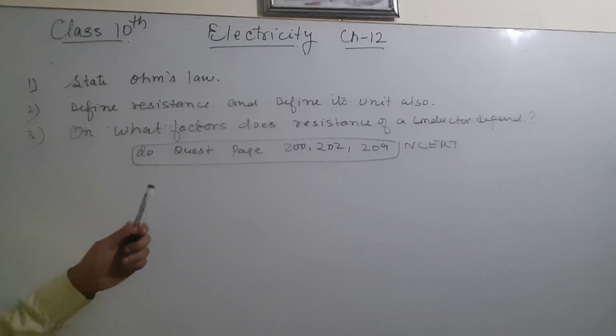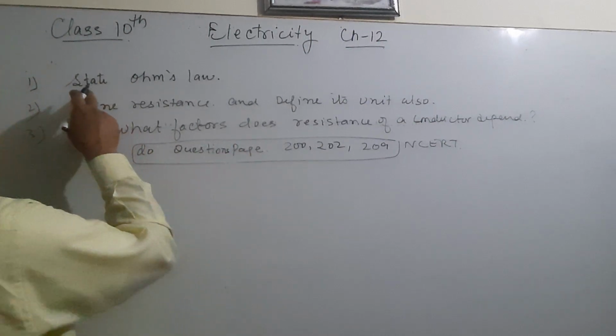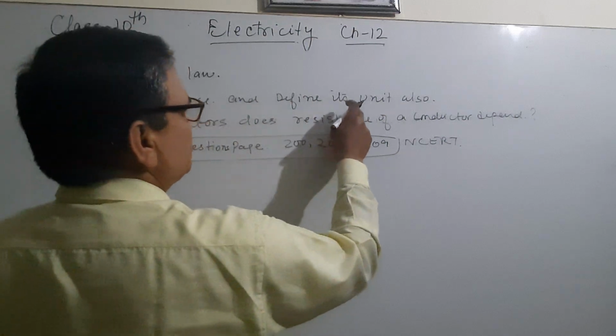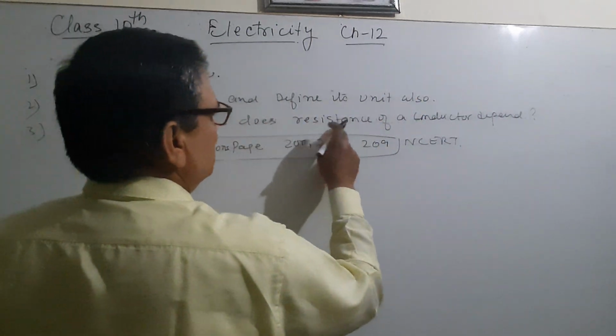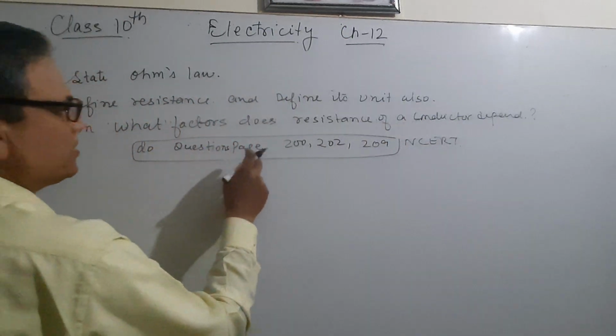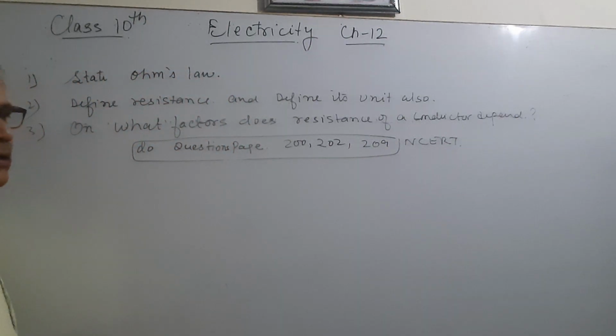And do this question. State Ohm's law. Define resistance and define its unit also. On what factors does the resistance of a conductor depend? Do the questions on pages 200, 202, 209 from NCERT.